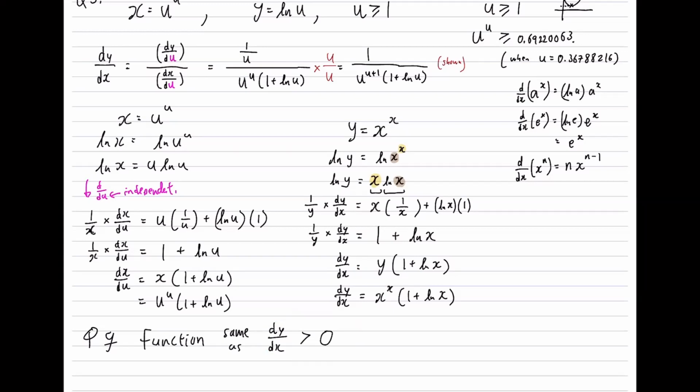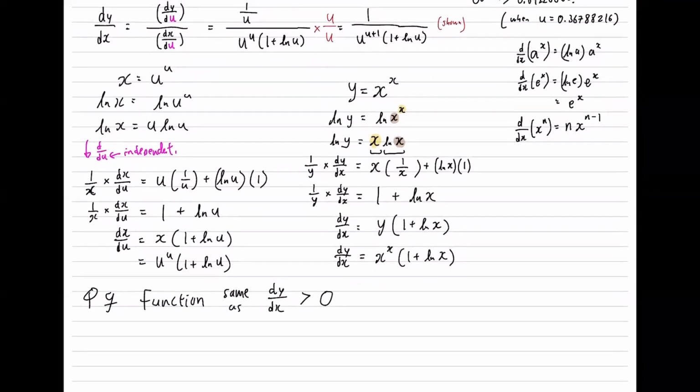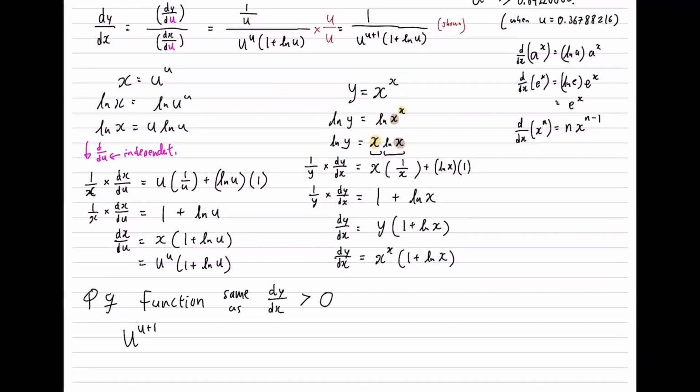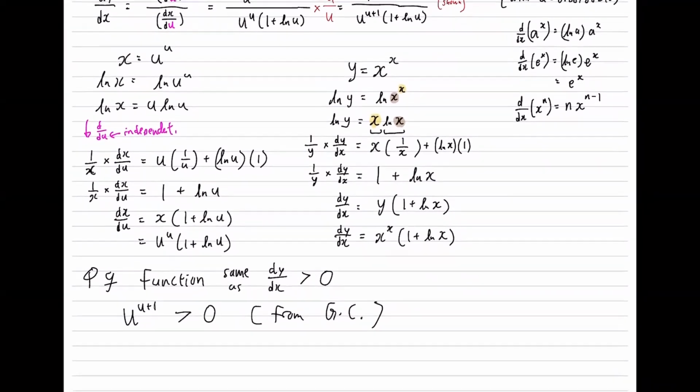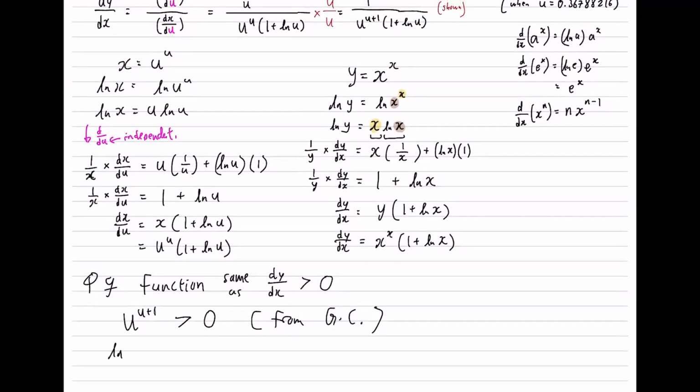But how do we tell that this quantity here is more than 0? It's very silly. You just need to know from the graph. Just say that this is more than 0 from GC. That's all. Then here, ln u is actually more than or equal to 1.